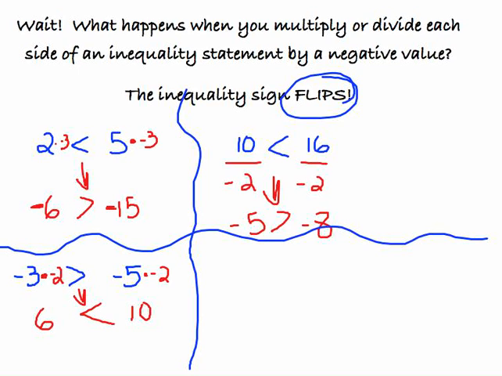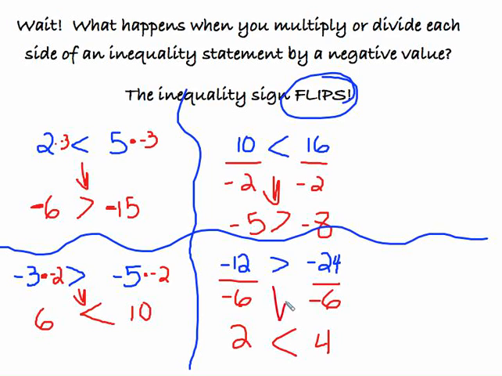And let's try this one more time for division. I know that negative 12 is greater than negative 24. So let me divide each side of this inequality by negative 6. I'm going to get positive 2 and positive 4. Well, I know that 4 is bigger than 2. And again, the sign switches.